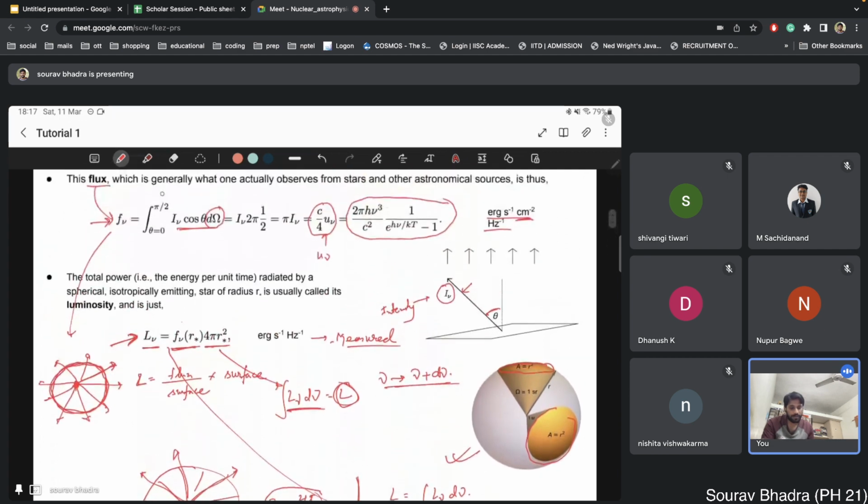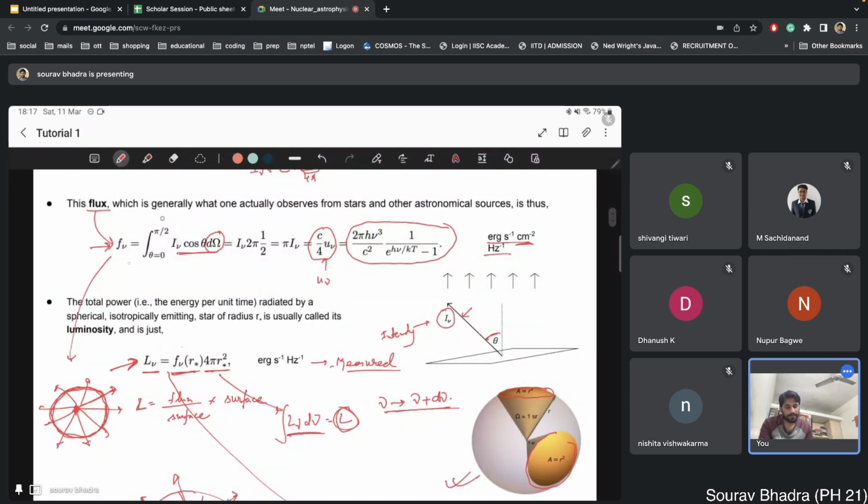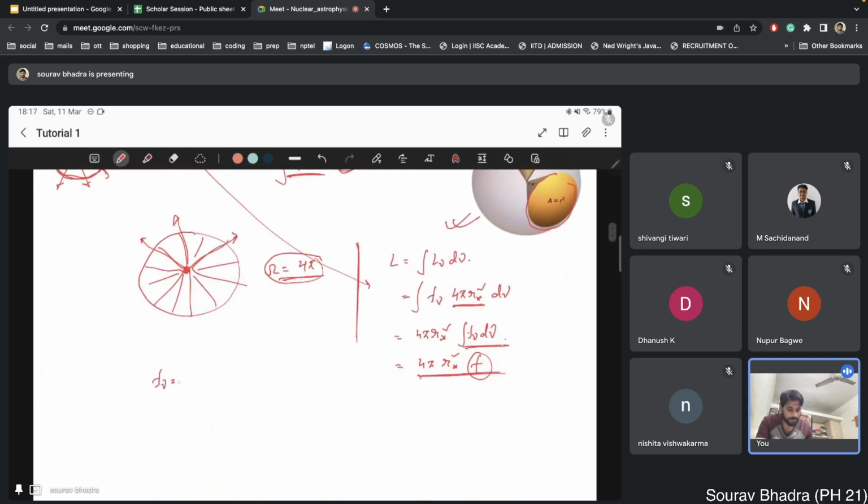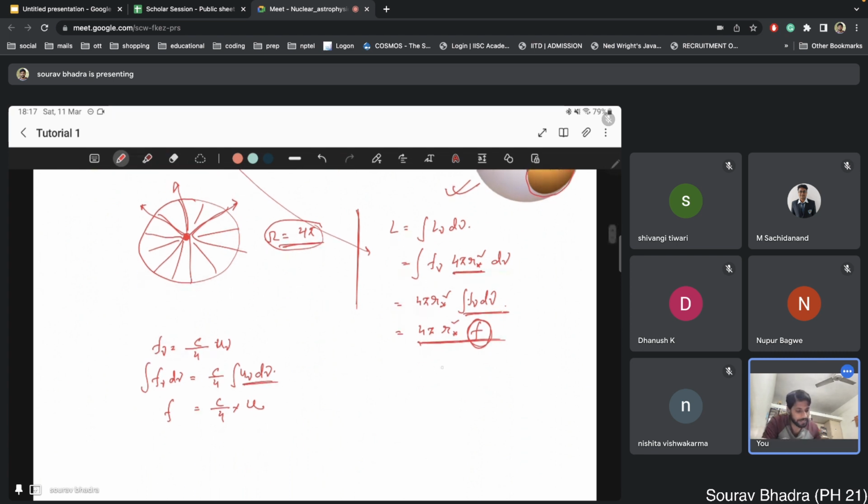Why am I saying this? Because you can see this F nu is c by 4 u nu, which we have already found. Now we need F, that means the integral of F nu d nu, which is c by 4 times the integral of u nu d nu. So this is your F, this is c by 4, and u nu d nu we will write as u. That is the energy density per frequency, integrated over the frequency range.